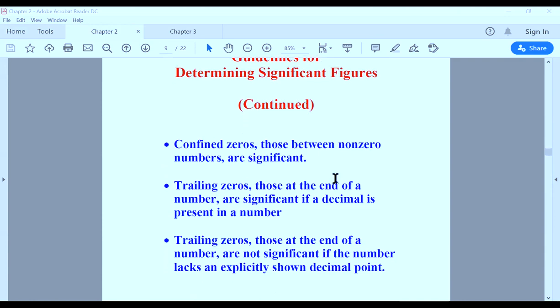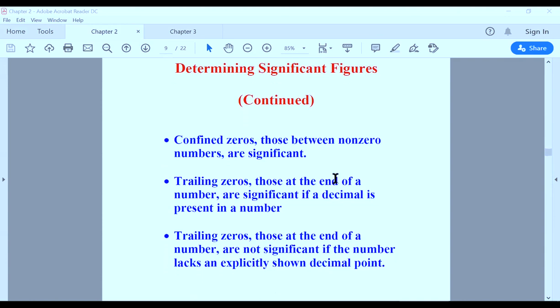All right, confined zeros, those between non-zero numbers, are significant. Trailing zeros, those at the end of a number, are significant if a decimal point is actually present. And trailing zeros at the end of a number are not significant if the number lacks an explicitly shown decimal point. In other words, if you see the decimal point and there are zeros at the end, they're significant. If there's no decimal point, those zeros at the end are not.